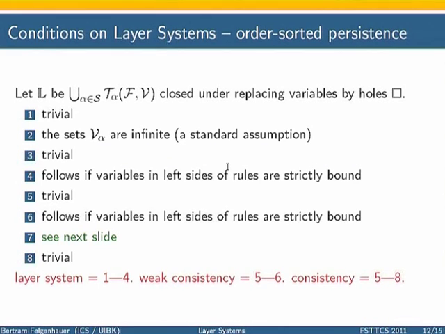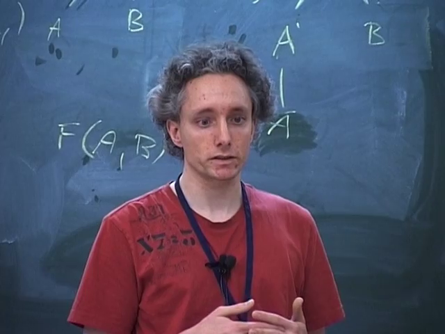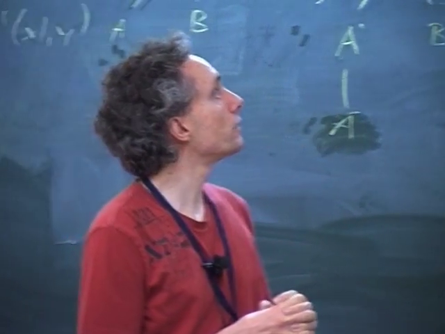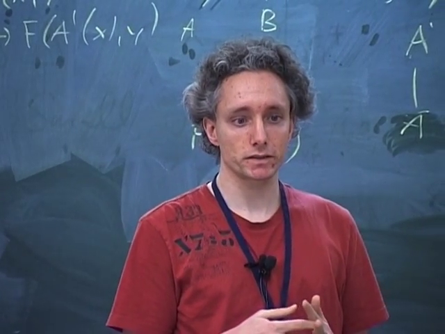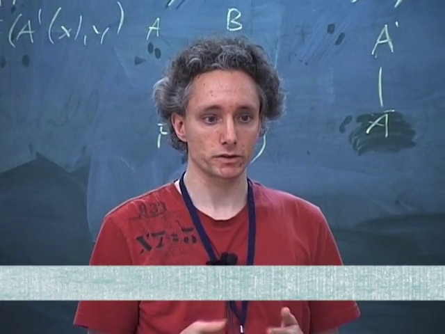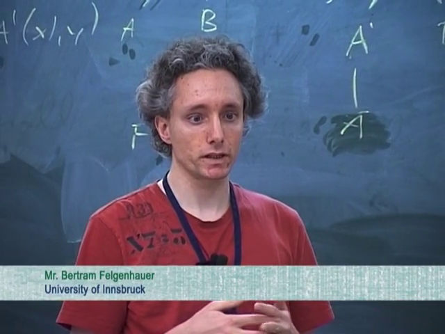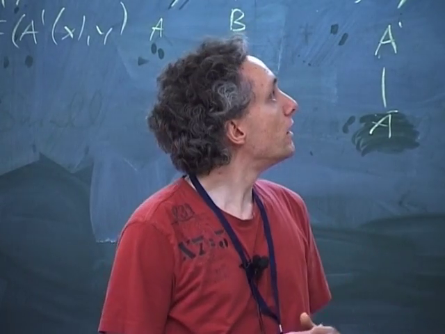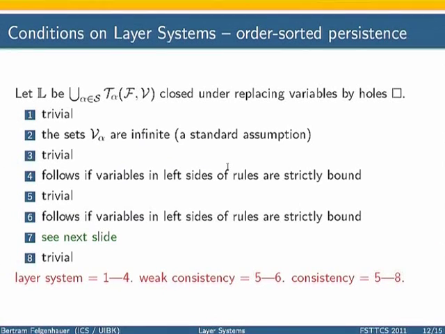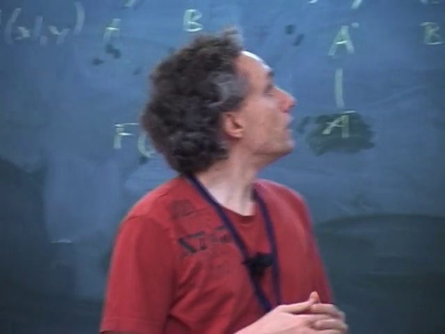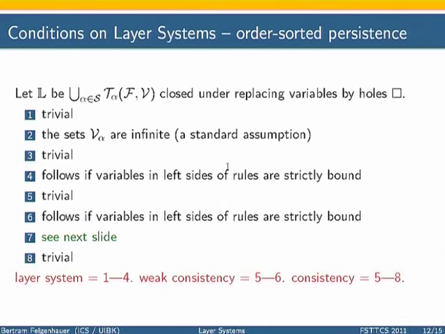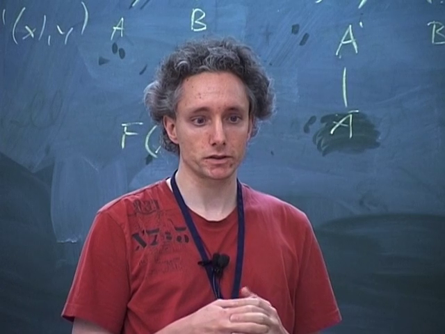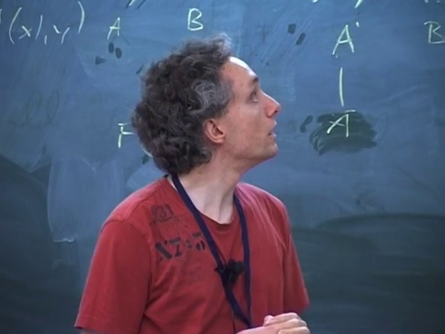But let's look at how these conditions translate in the order-sorted modularity case. Well, what is the layer system in this case? The layer system is just the set of well-sorted terms. And after we've constructed that, we also add the terms that are obtained by replacing variables by holes, that is, these square symbols. It turns out that the first, third, fifth, and eighth conditions are trivially satisfied. The second condition essentially means that we need infinitely many variables of each sort, which is a standard assumption.